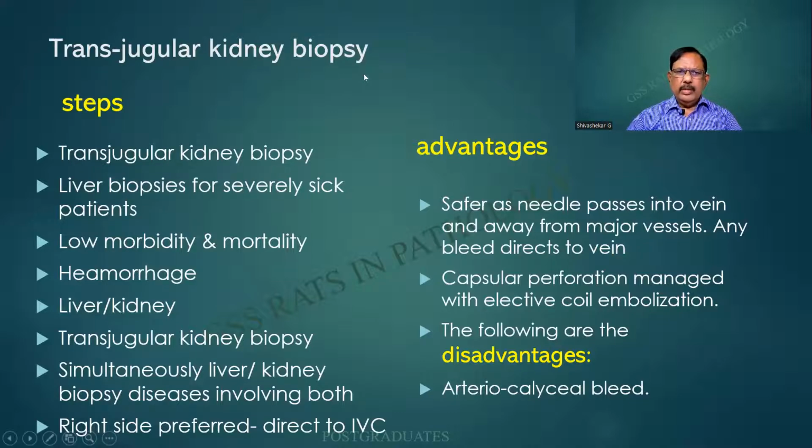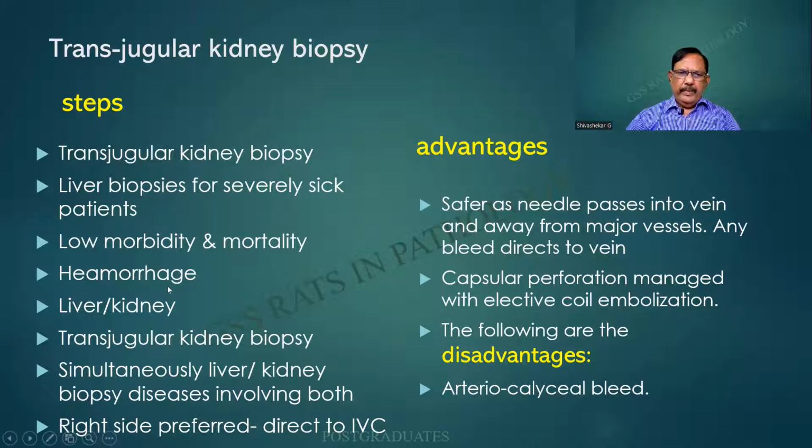My God, what is this one? Transjugular kidney biopsy. So it is through the jugular vein, inferior vena cava. Liver biopsies were originally taken for very sick patients. And then later on, they realized that the same thing could be adapted for the renal biopsy. So it has been done. And in some cases, both liver and renal biopsy are being done by the transjugular kidney biopsy.